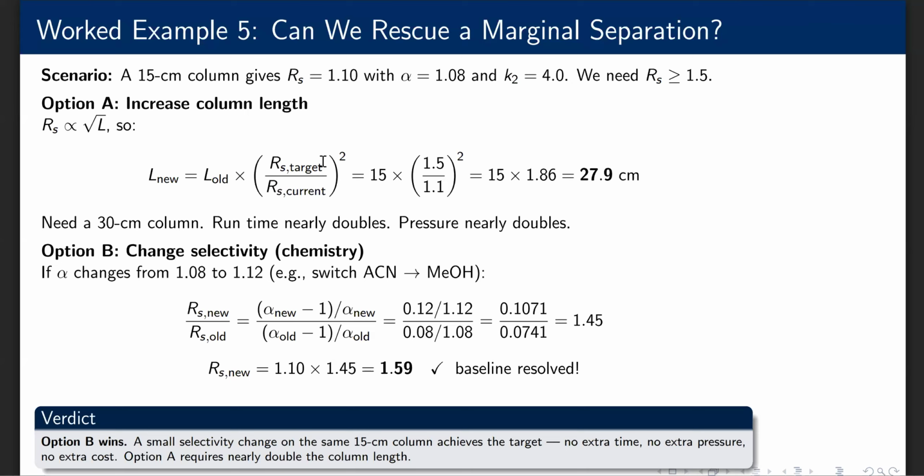This example is the single best illustration of the optimization hierarchy. Selectivity first, then retention, then efficiency. In your own work, always exhaust the chemistry options before reaching for a longer column.